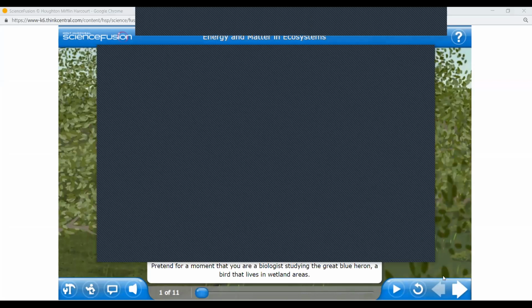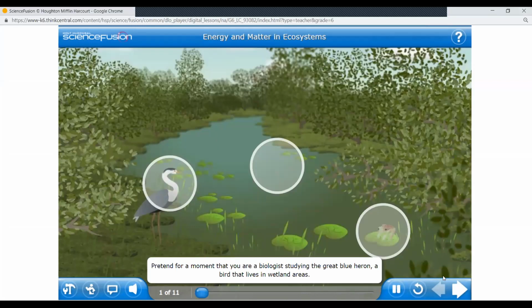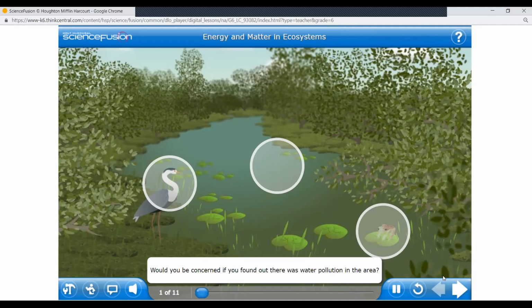Biologist studying the great blue heron, a bird that lives in wetland areas. As a biologist, you know that these herons eat small fish and amphibians. Would you be concerned if you found out there was water pollution in the area? How do you think pollution could affect the herons? Click each area of the image to get some ideas.